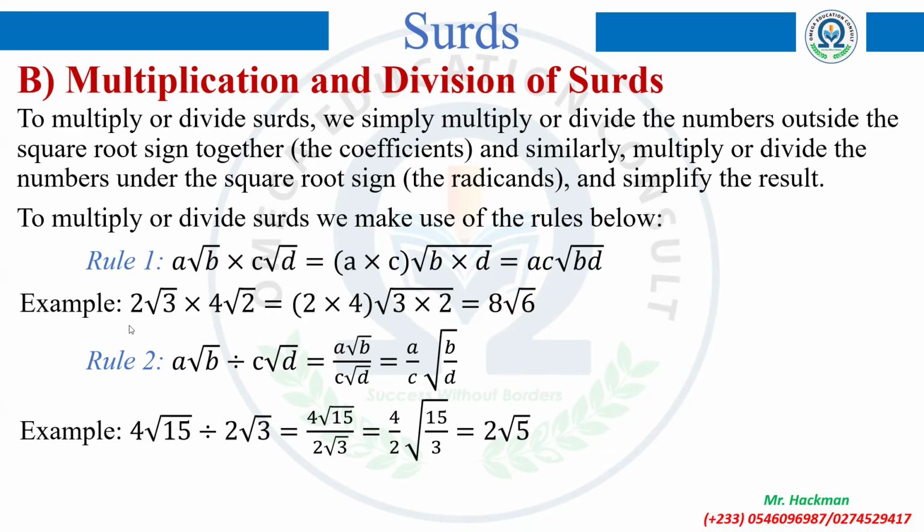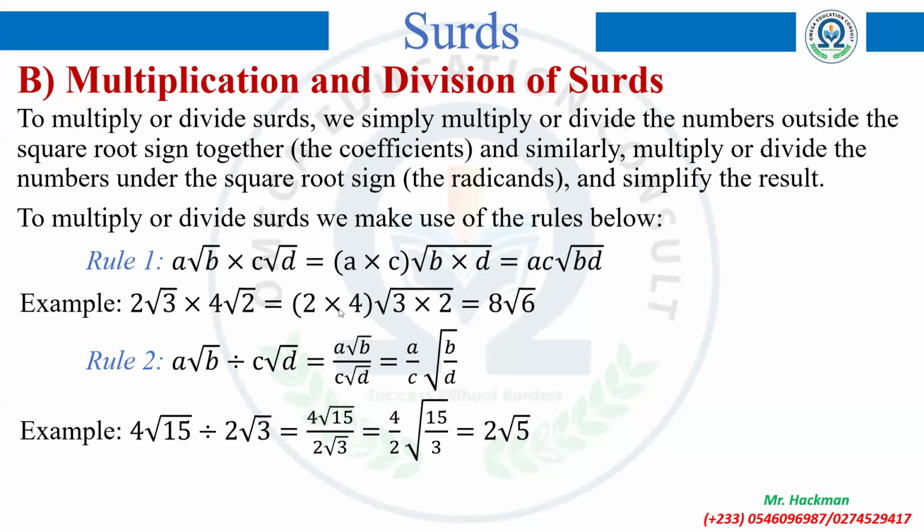That is the general rule. Let's look at a specific example: 2 root 3 times 4 root 2. We multiply the coefficients, so 2 times 4. As you mature, you don't write this; you write the value straight away.